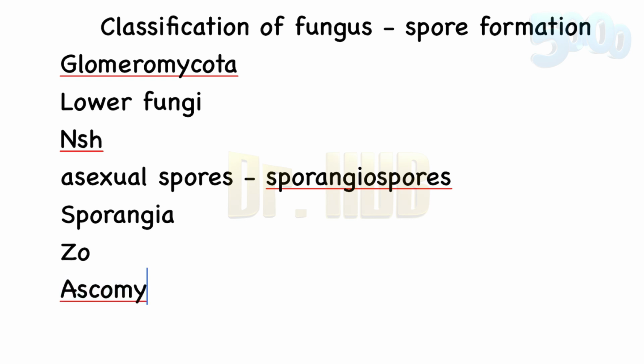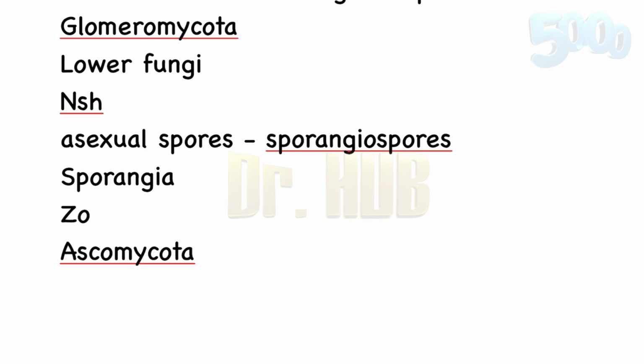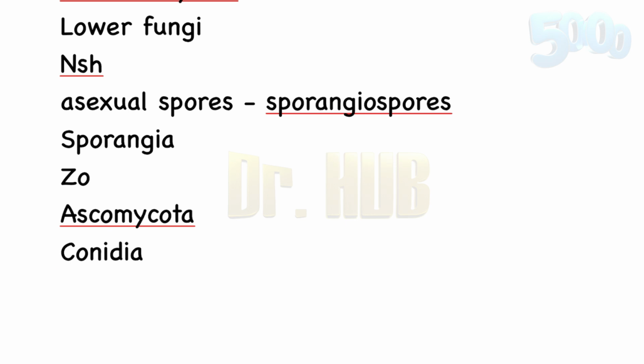Next, moving on to the Ascomycota. So what is meant by the Ascomycota? The asexual spores are known as the conidia. The sexual spores are known as the ascospores, and they are found within the sac or the ascus.